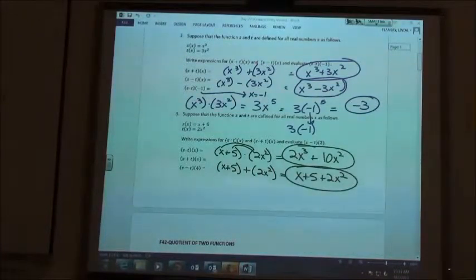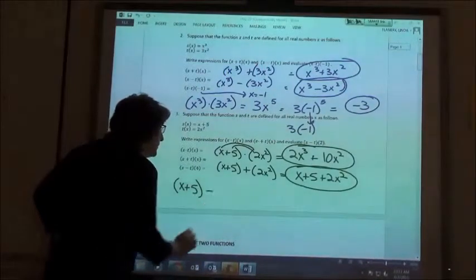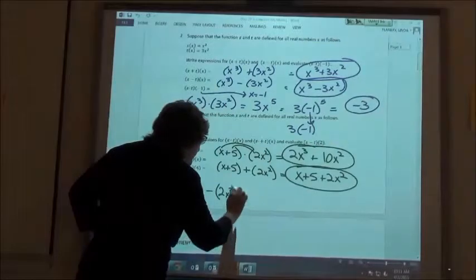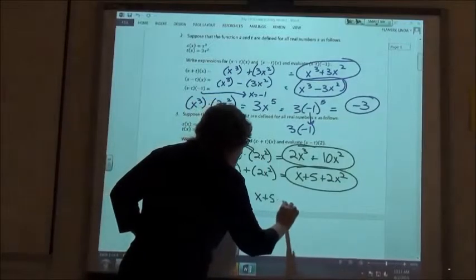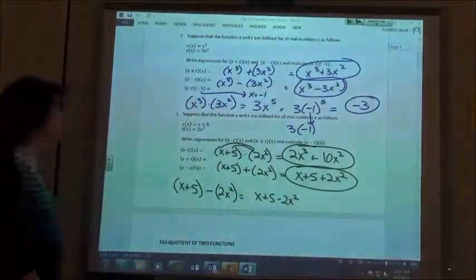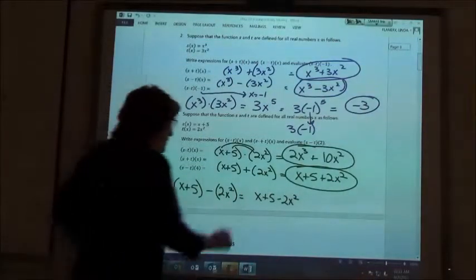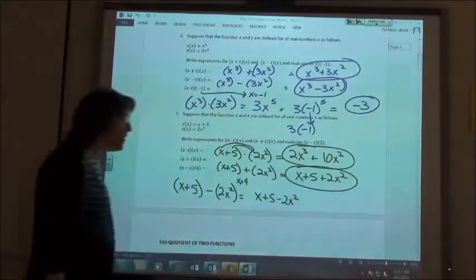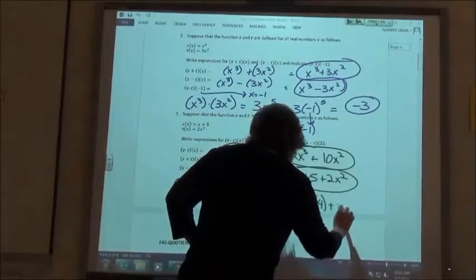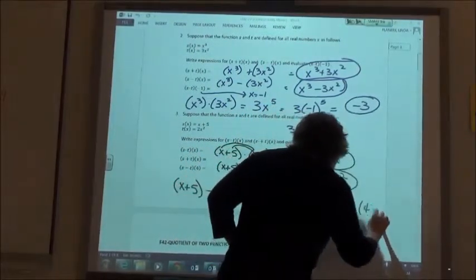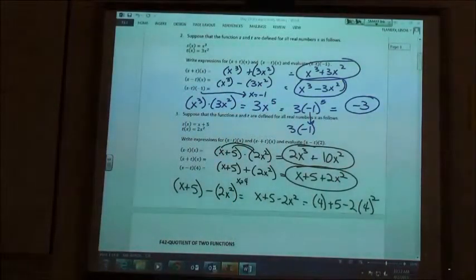Okay, how about the third part of that? So that's going to be x plus 5 minus 2x to the second. Again, no like terms, so we're just going to have x plus 5 minus 2x squared. But on this third one, x equals 4. And this time we have more than one spot that has an x, right? So we're going to have 4 plus 5 minus 2 times 4 squared.